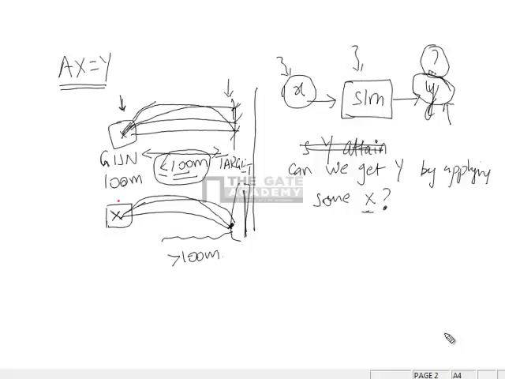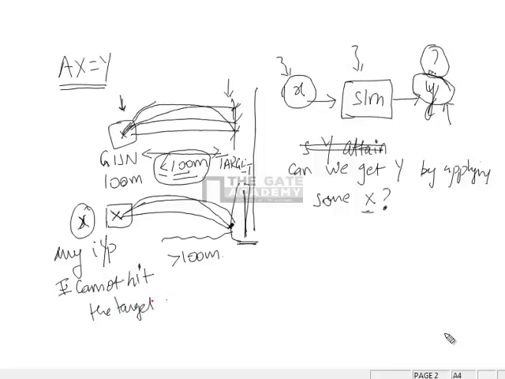Correct? So whatever input I apply, whatever may be the shooting angle or the shooting accuracy I keep, I can never hit the target. Correct? So for any x, for any input in the second case, I cannot hit the target. Correct? I cannot hit the target. Clear? For any input. That is the question I am asking here: can we get y by applying some x? There is no guarantee that you will get this y by applying some x.